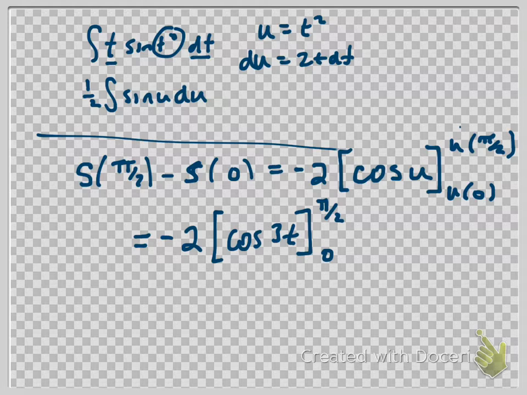This is, what's 3 times 0? And why are we using that? Because that's what we defined our u to be, right? Okay, 3 times 0 is 0. 3 times pi halves is 3 pi halves, right? Simple enough? All right, so here we go.